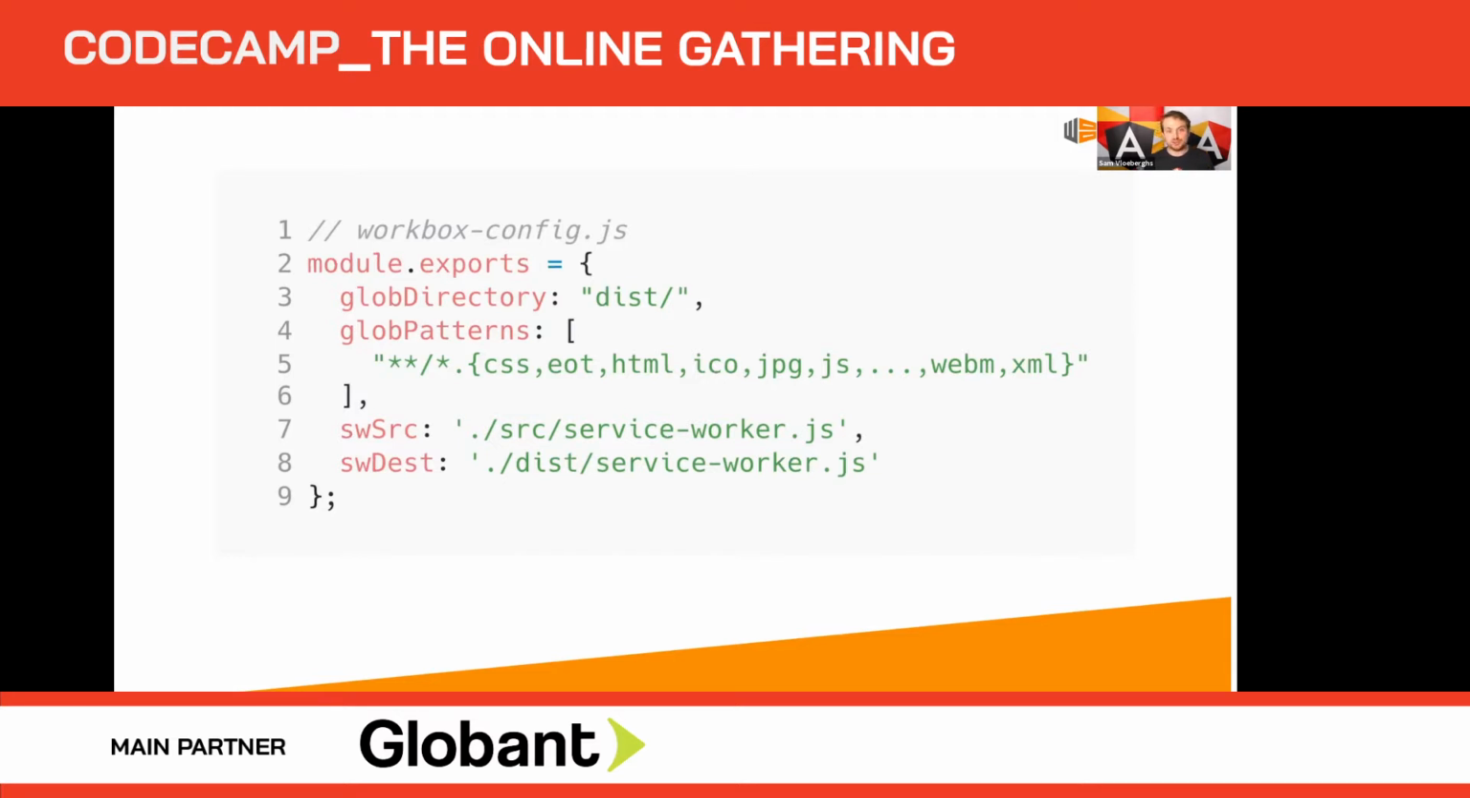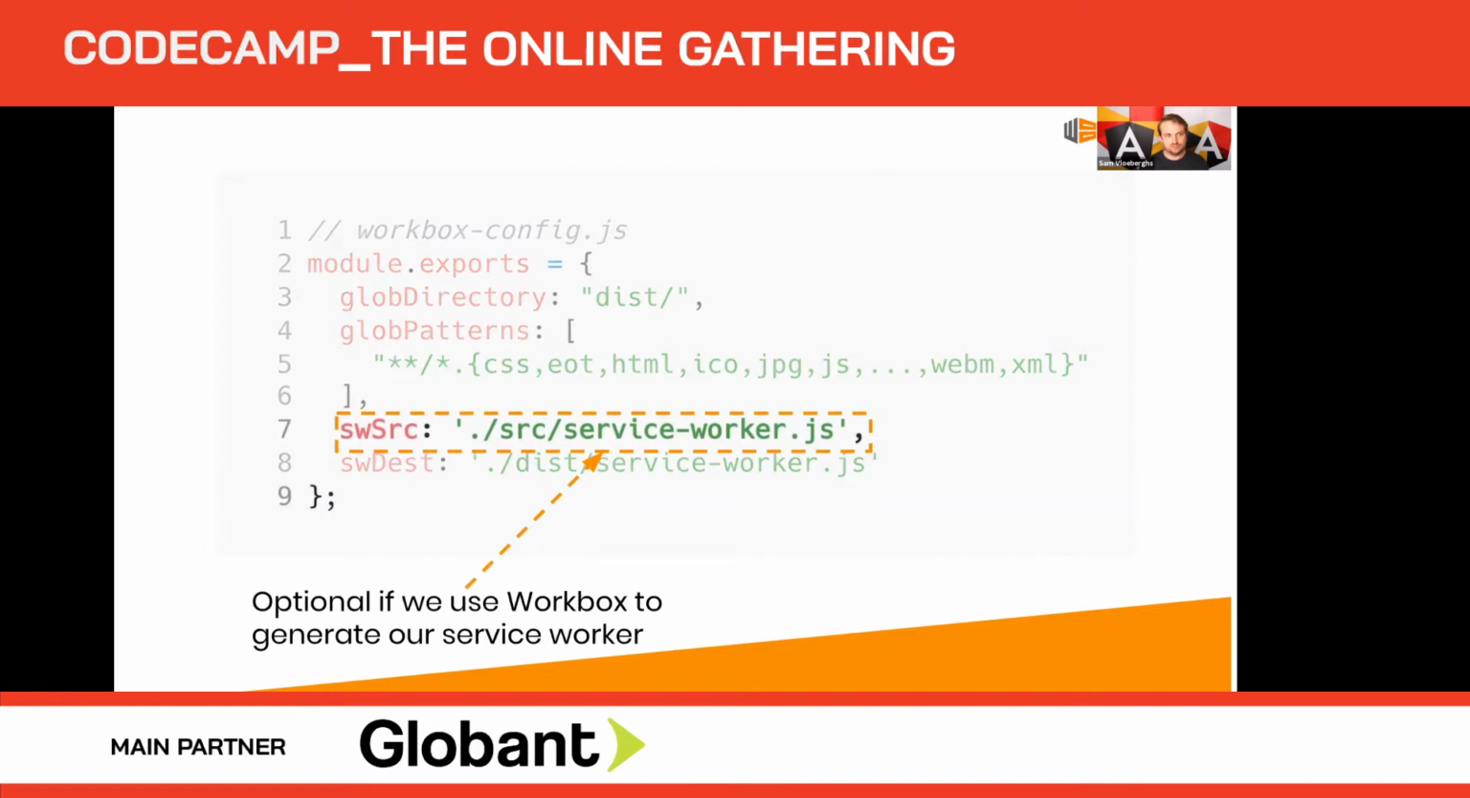We need to specify the source file of our service worker and where the result of the Workbox process should be outputted. An important thing to remember here is that this process should, of course, run after all your other build processes, because you want to include all the static assets in the pre-caching. Yeah, the service worker source is optional because we can also use Workbox to generate the service worker for us. I will show you that later.